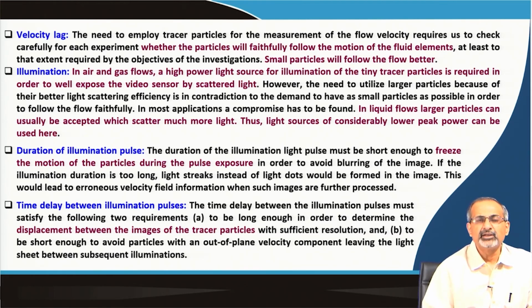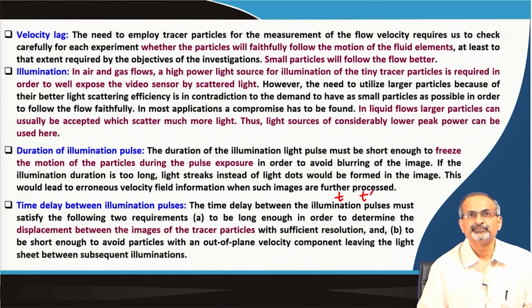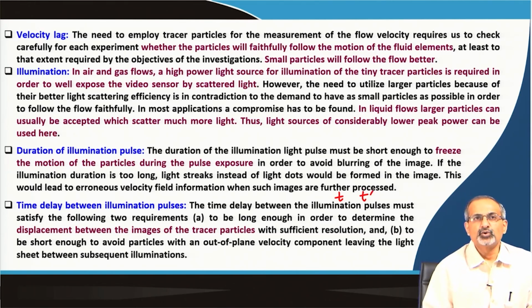Time delay between illumination pulses. The delay that you have between the two pulses, one at time t, another at t dash, if you recall one of the earlier slides, must follow two requirements. It should be long enough in order to determine the displacement between the images of the tracer particles with sufficient resolution on one hand, and it needs to be short enough to avoid particles with an out of plane velocity component leaving the light sheet altogether between subsequent illuminations.